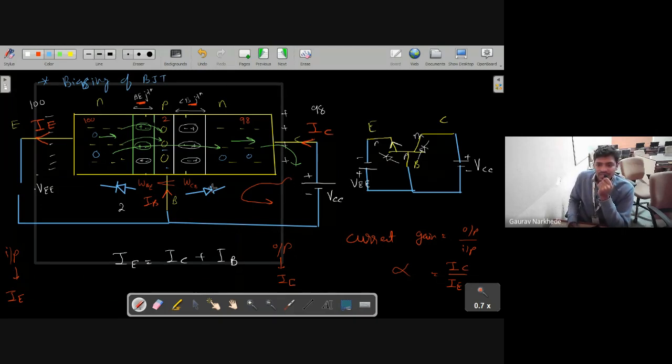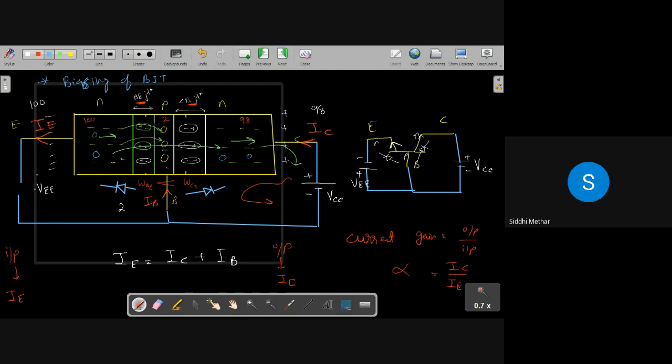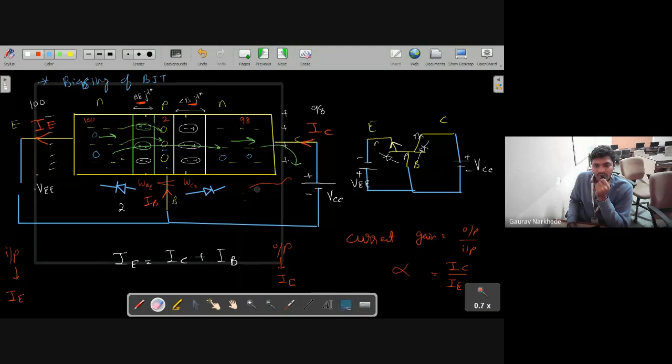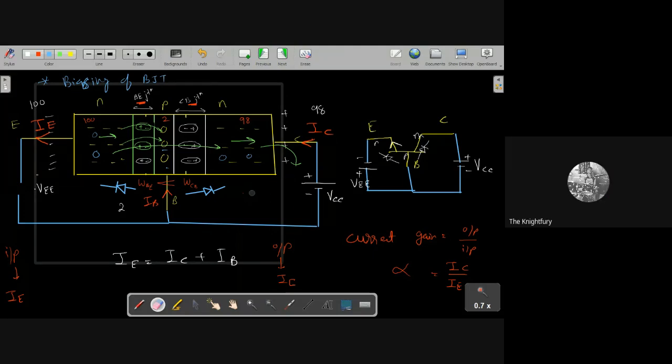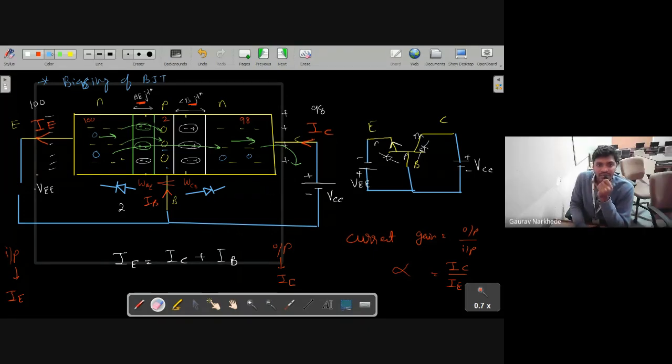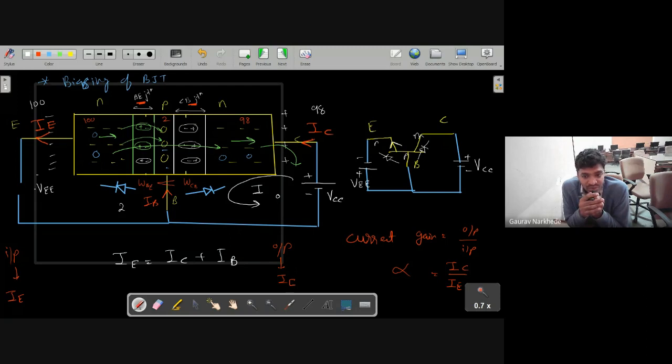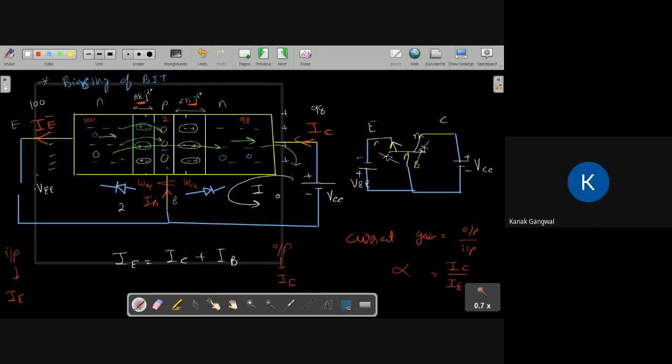Whenever this diode, this junction, is in reverse bias, does current flow? Ideally it will not flow. But practically the current is flowing, and that current is called the current due to minority charge carriers, right? इसको हम रिवर्स सैचुरेशन करंट भी बोलते हैं, right?